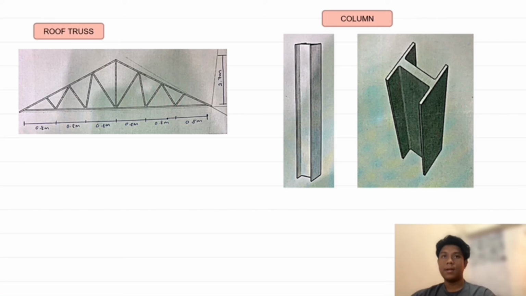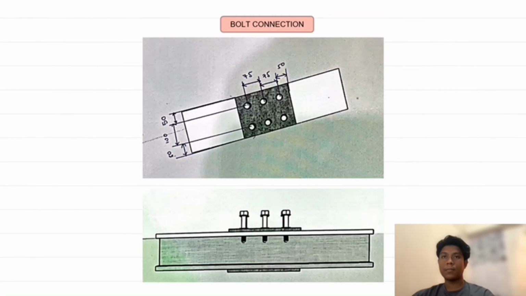Next, this is our roof truss, and the right one is our column. And this is our bolted connection that has been drawn in SketchUp. That's all from us. Thank you for listening.